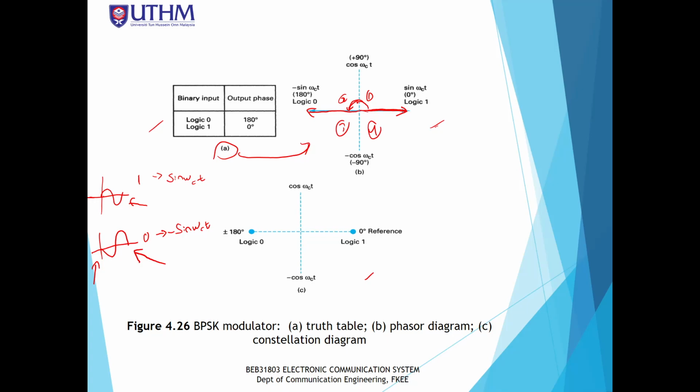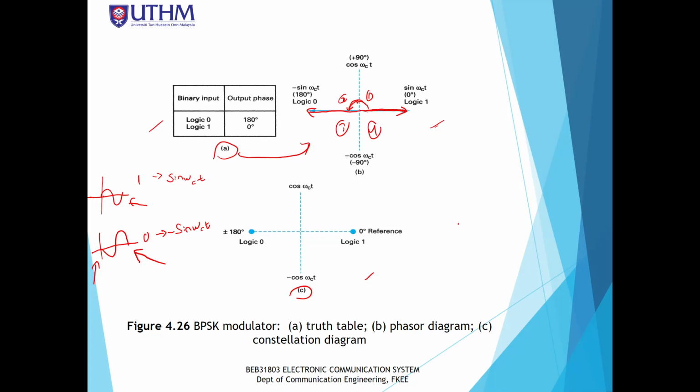Then we have the third diagram, what we call the constellation diagram. This is a dot diagram to show the symbols of the PSK. Now we are using binary phase shift keying. Remember, we only have two possibilities, or two symbols only, either logic 0 or logic 1, because we are transmitting either a sine wave or a negative sine wave.